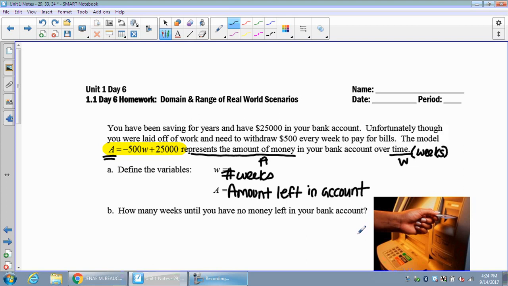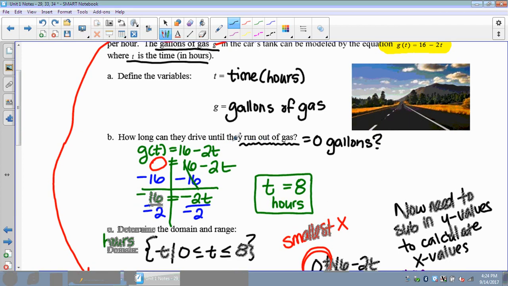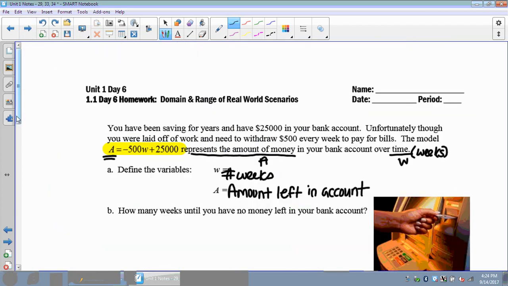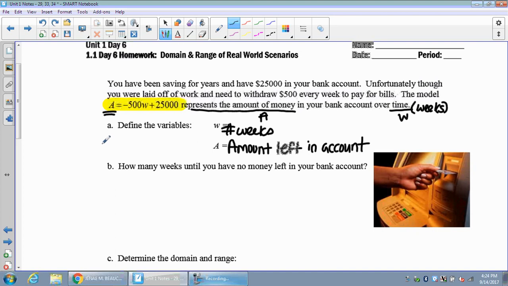Ooh, this sounds familiar. Think of the gas question when we were asked how long can they drive until they run out of gas? No gas. Here it's how long till there's no money? Well, no money is a value for weeks or amount left. I'm hoping we're all saying, Ms. J, that's such a silly question. Of course it's amount. And I would agree with you, which means we're saying when does A equal 0?